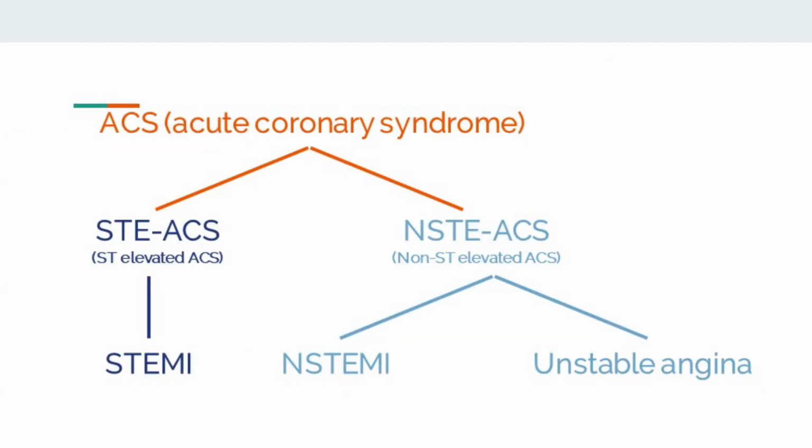Let's move on to ACS. ACS stands for acute coronary syndrome, which is an umbrella term for symptoms resulting from acute coronary occlusion and cardiac ischemia, things like chest pain, shortness of breath, or syncope. It's broken down into ST-elevated ACS and non-ST-elevated ACS. Under ST-elevated ACS, you have STEMI, and under non-ST-elevated ACS, you have NSTEMI and unstable angina.